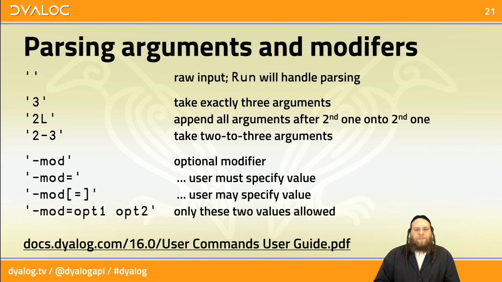So here in summary, raw input, you take care of everything, and the input would just be the string that whatever the user had on the line. You can specify a number of arguments, and you can supply modifiers and restrict how they are to be used.